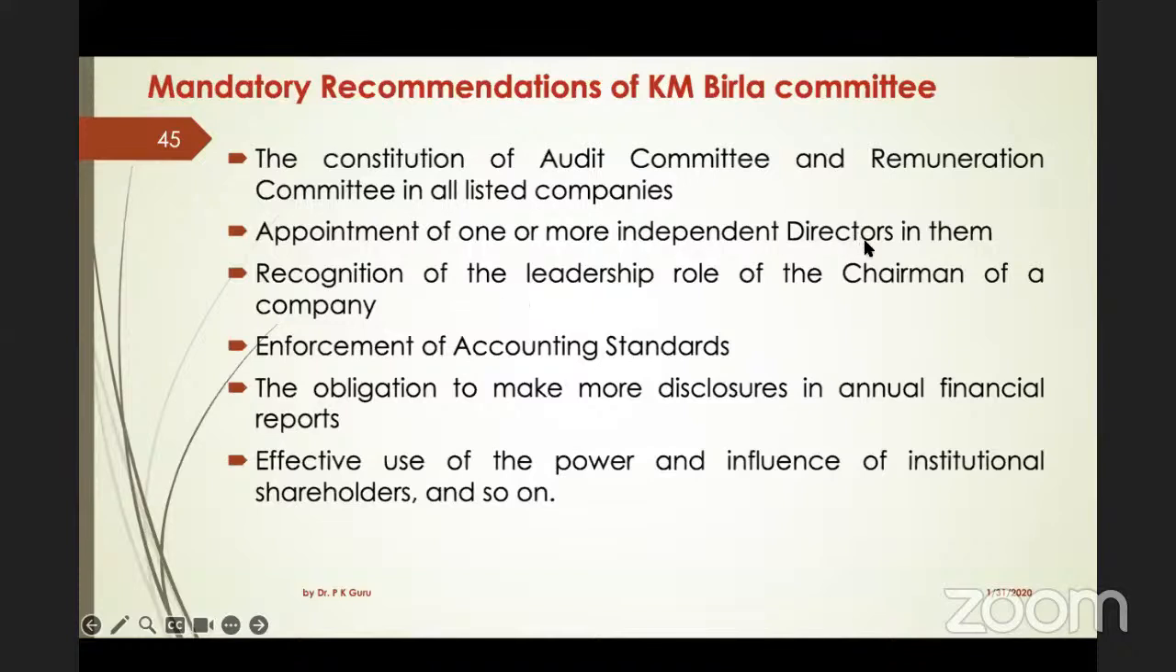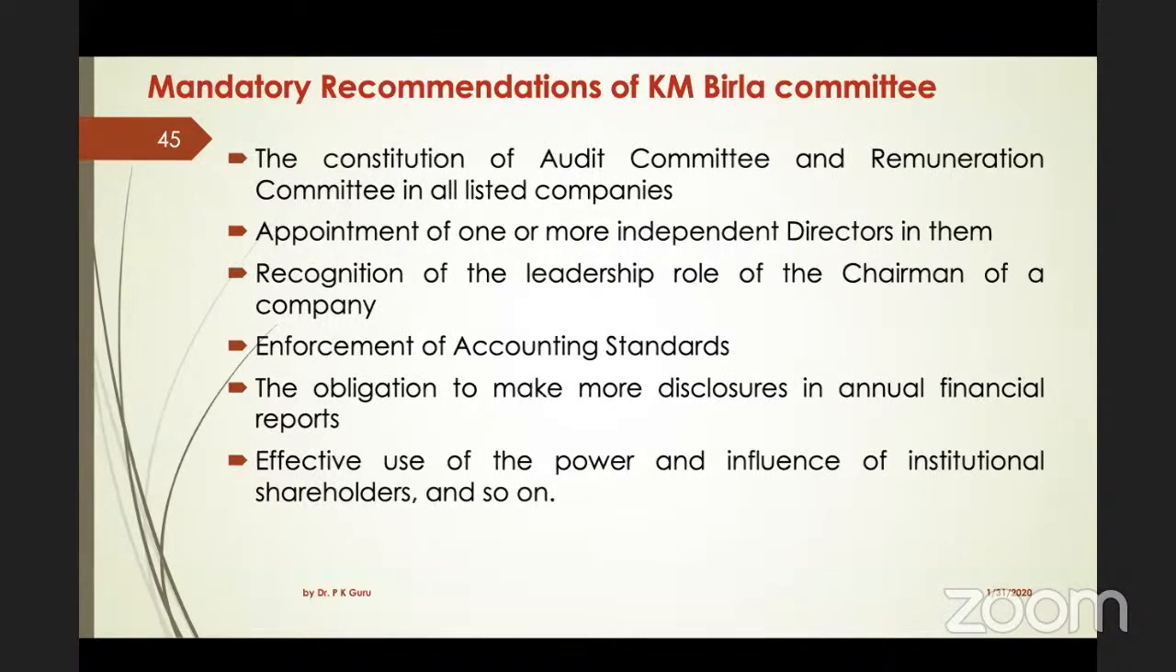Appointment of one or more independent directors in them. Means these committees should have one or more independent directors, apart from the regular executive directors. Recognition of the leadership role of chairman of a company. Actually, the chairman of a company has a veto, because he is the deciding factor. If he decides on something, generally the board will follow that.